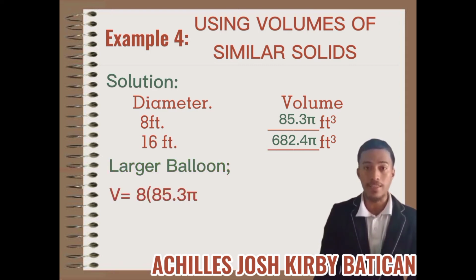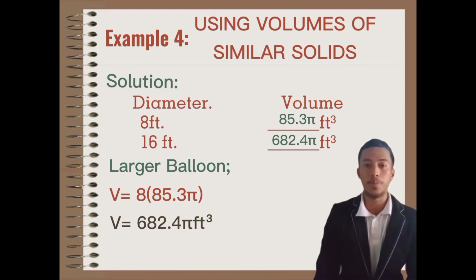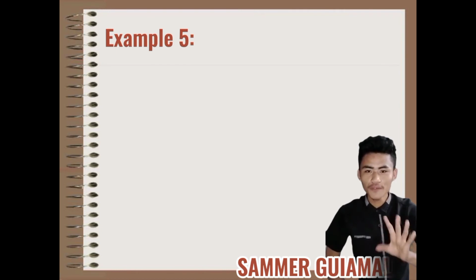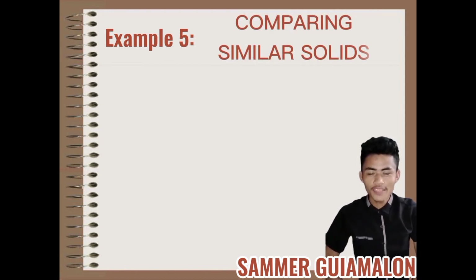Volume is equal to 8 times 85.3 pi. Volume is equal to 682.4 pi cubic feet. Example number 5. Comparing similar solids.